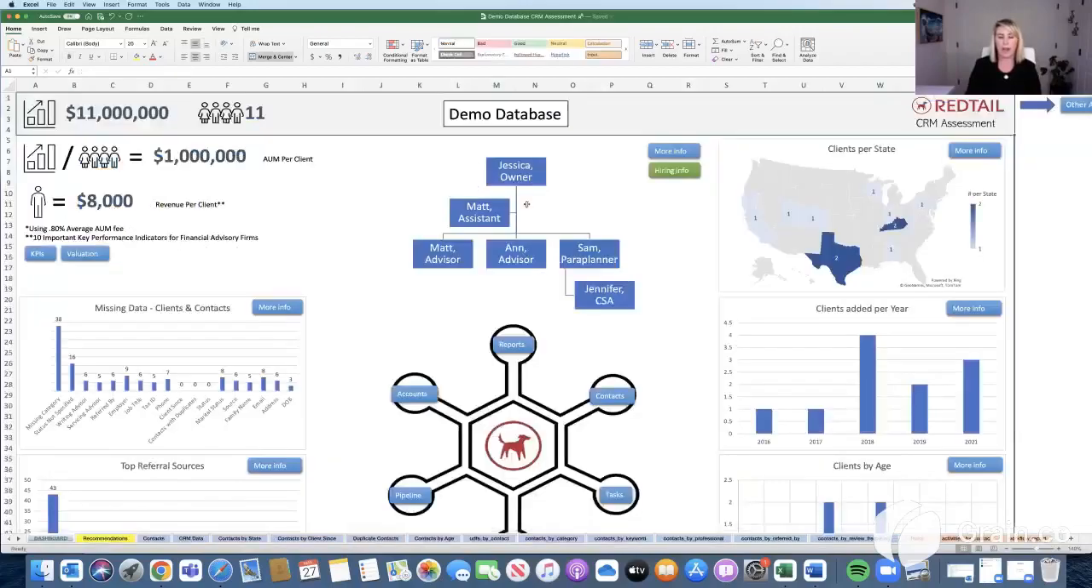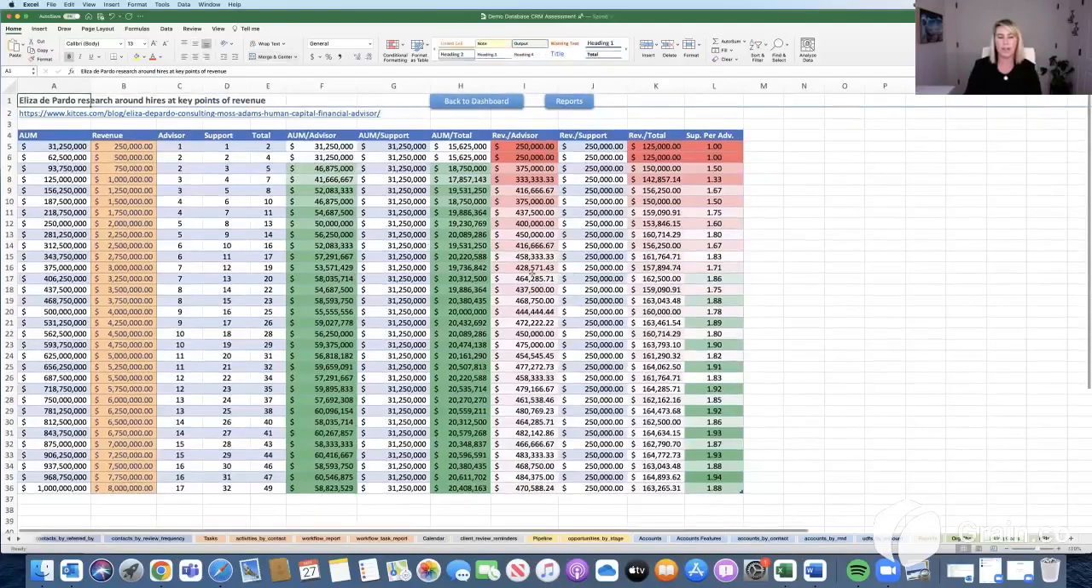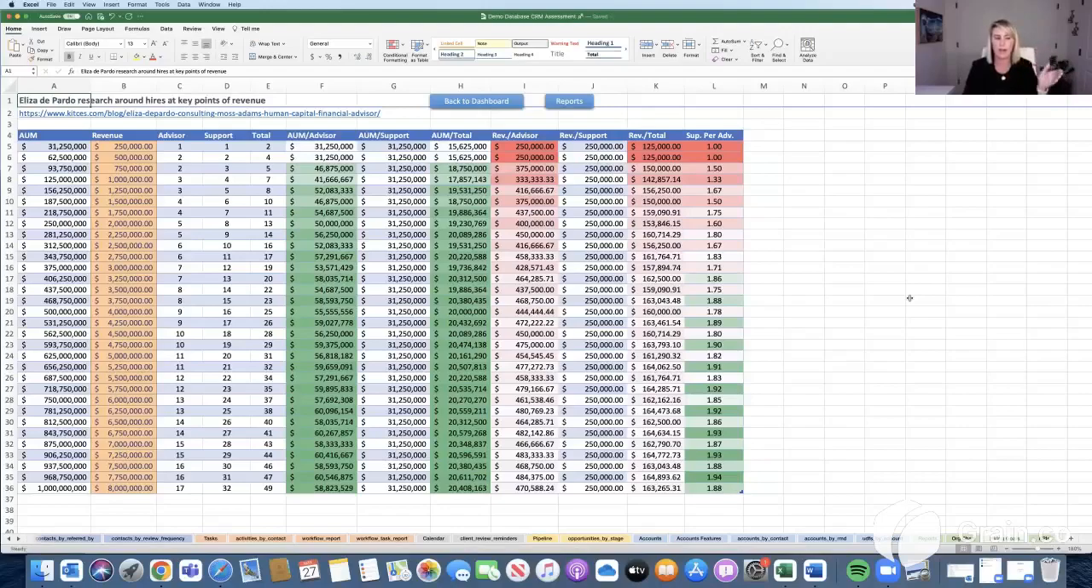Then we take a look at your team structure, and we build out a little organizational chart here. And we also like to take a look at these key points of revenue and how they are related to hiring. Again, a really awesome Kitsis podcast that I'll let Joe dive into a little bit deeper here too.